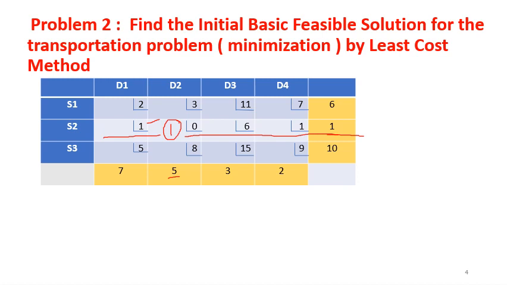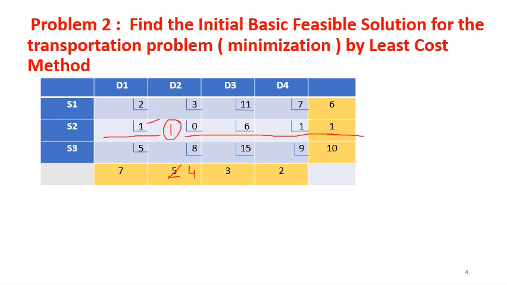Now out of this 5, 1 is already given, so 4 units are remaining. D2's overall requirement was 5. 1 unit out of it is supplied by S2. So another 4 units are remaining for D2 to be fully satisfied. So what is the next step now?